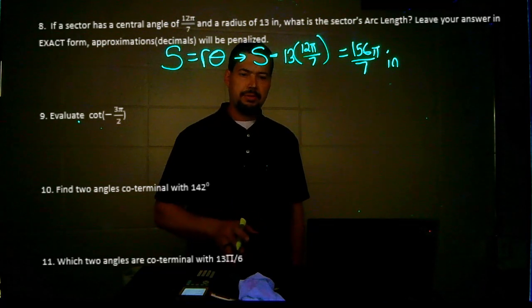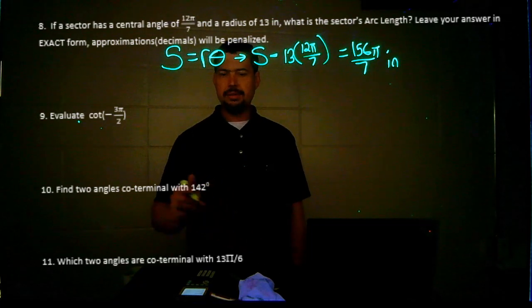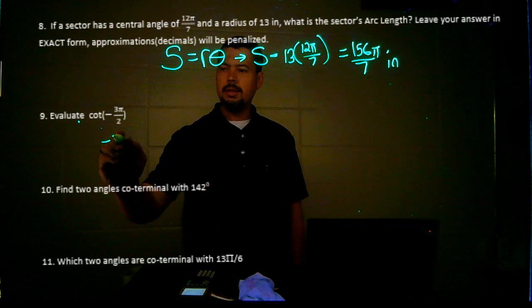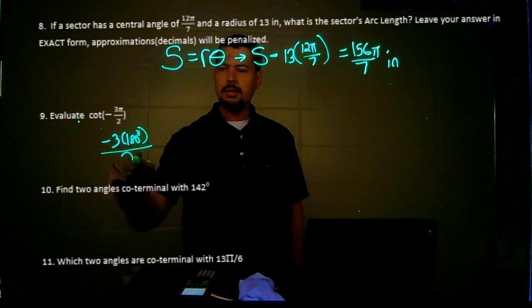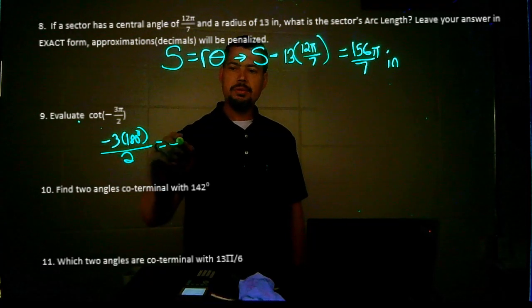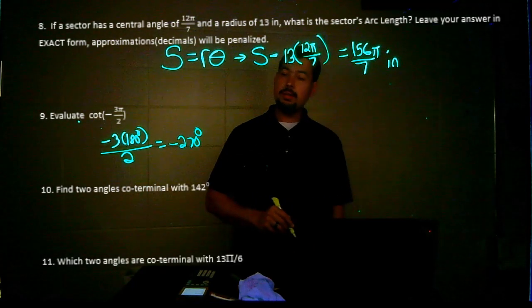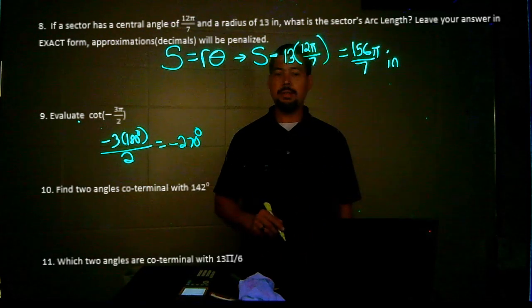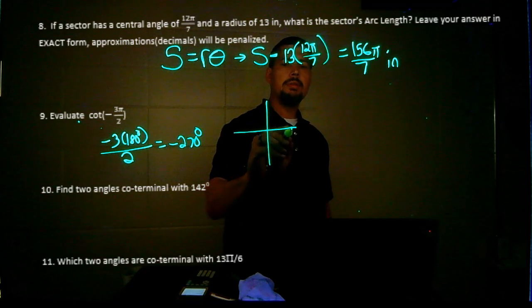First off, for a lot of people, they have to work in degrees. So they're going to take their negative 3 pi over 2, and they're going to convert it into degrees. Now that's going to give me negative 270 degrees. Well, there is no actual way to do this with triangles now, is there? But let's think about this, and we're going to use the concepts of the unit circle.